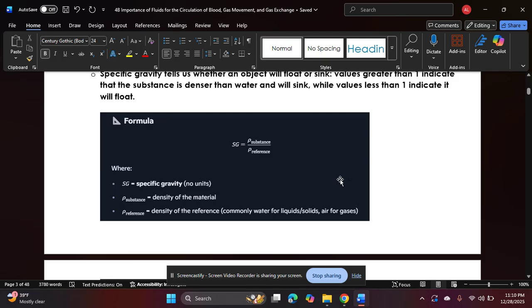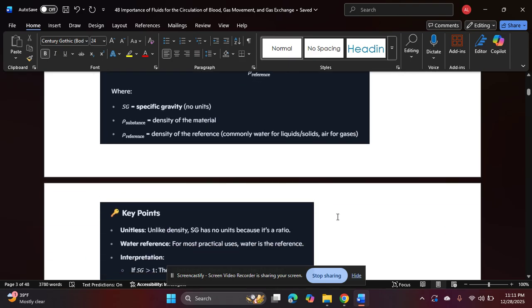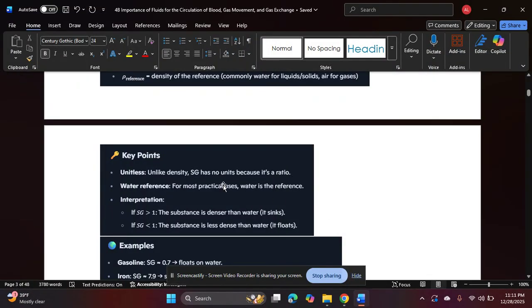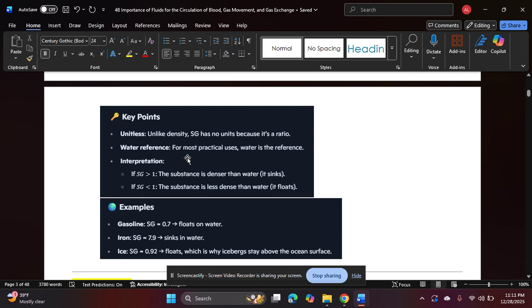SG is equal to specific gravity: rho substance, the density of the material, over rho reference, the density of the reference, commonly water for liquids and solids, air for gases. Key points: unitless, unlike density, SG has no units because it's a ratio. Water reference: for most practical uses, water is the reference. If SG is greater than 1, the substance is denser than water, so it sinks.